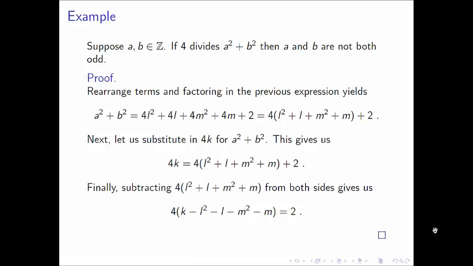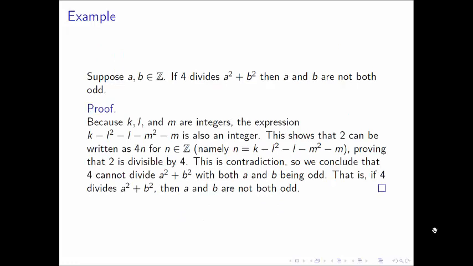And that might look like a mess, but we're really in a good position at this point to reach our contradiction. Because k, L, and M individually are integers, then the expression that we had on that left-hand side of the equation, k minus L squared minus L minus M squared minus M, is also an integer. I'm just taking differences and products of integers, that's going to remain an integer.